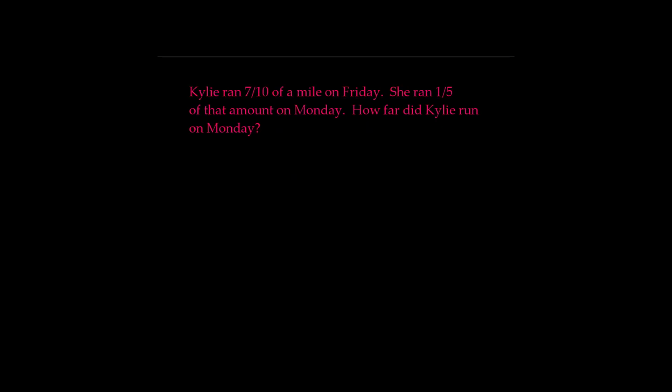All right, our second word problem here. Kylie ran 7/10 of a mile on Friday. She ran 1/5 of that amount on Monday. How far did Kylie run on Monday? So this time our keyword is going to be the word of. Not always, but a lot of times the word of means to multiply because we're taking part of a number or part of a fraction. So in this case, we're going to take our starting time on Friday, 7/10, and we're going to multiply it by the 1/5 of that time that she ran on Monday.